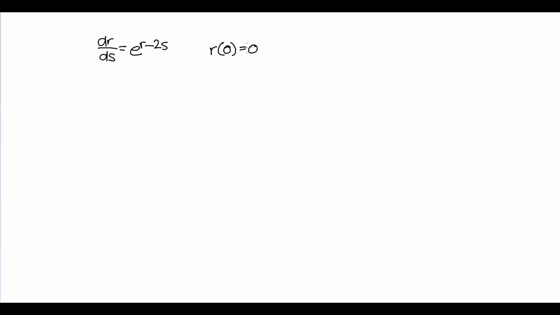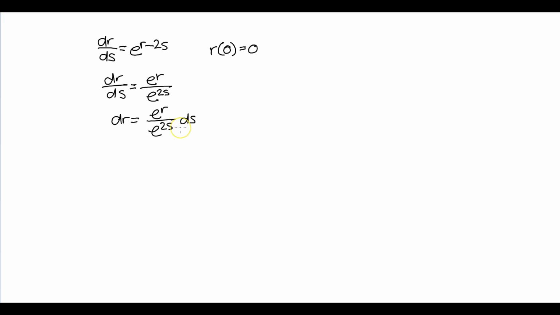Now, this is actually not that hard, because if you remember exponent properties, it becomes really not that hard. What we can do is rewrite the differential equation as dr/ds equals e to the r over e to the 2s. So you're just utilizing the exponent properties. So we're going to multiply by ds, so you have dr equals e to the r over e to the 2s ds.